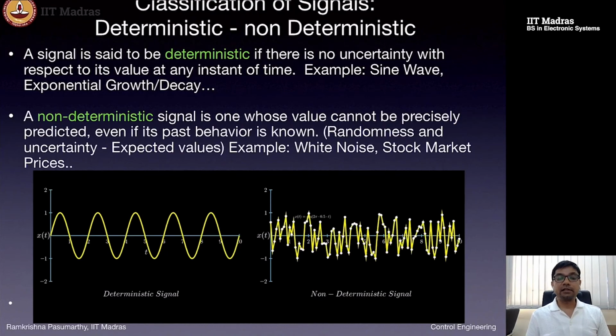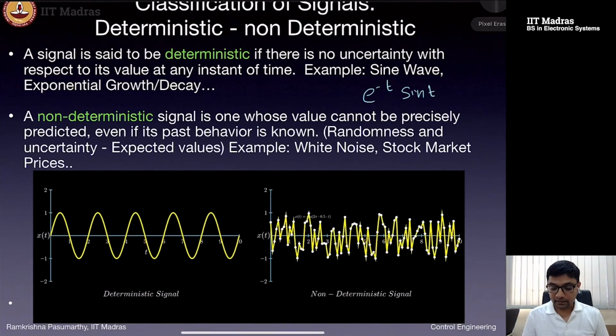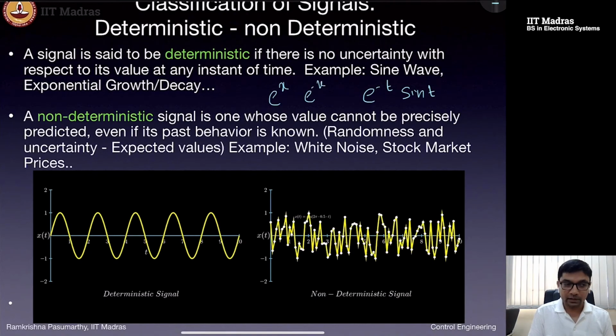Other classifications of signals are deterministic versus non-deterministic. By definition, a signal is said to be deterministic if there is no uncertainty with respect to its value at any instant of time. For example, I can accurately say what is sine 30 degrees, or for any signal of the form, say, e to the power minus t times sine t, I can accurately calculate its value at any given point of time. Similarly, any signals which have exponential growth or exponential decay, as we saw in the predator-prey models, and so on.